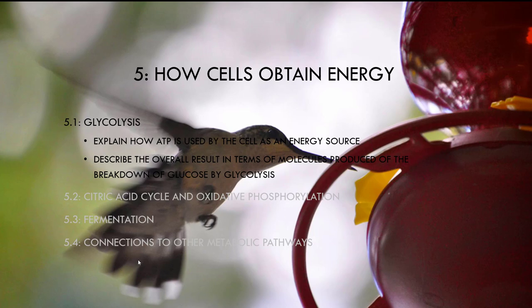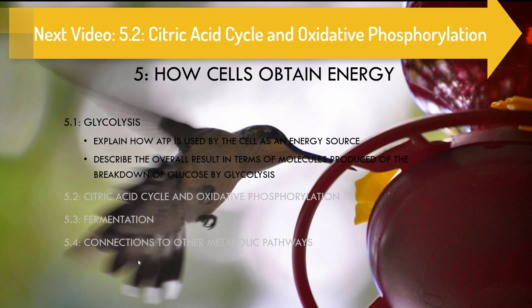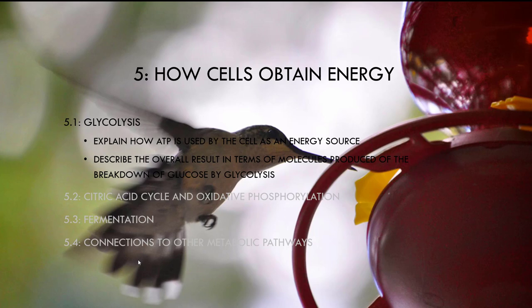So that's the first part of cellular respiration, glycolysis. By now you should be able to explain how ATP is used by the cell as an energy source. You should also be able to describe the overall result, in terms of molecules produced, of the breakdown of glucose by glycolysis. In the next video, we're going to move into the mitochondrion, take those 2 pyruvate molecules from glycolysis, as well as the 2 NADH, and continue on with the citric acid cycle and oxidative phosphorylation. So we'll continue with that video.